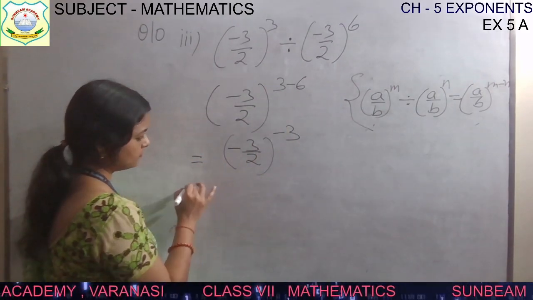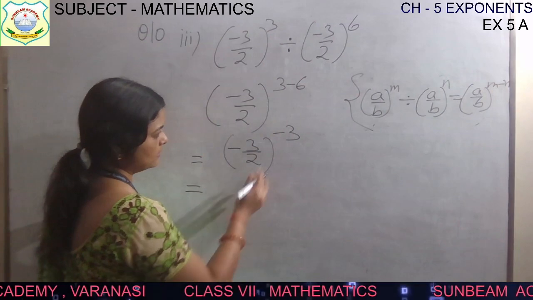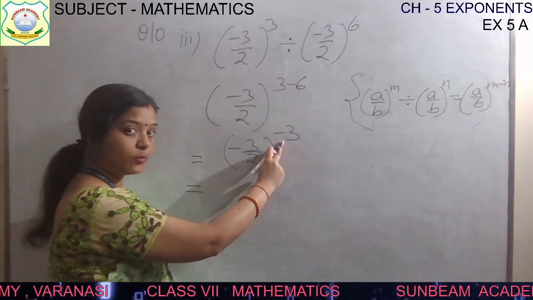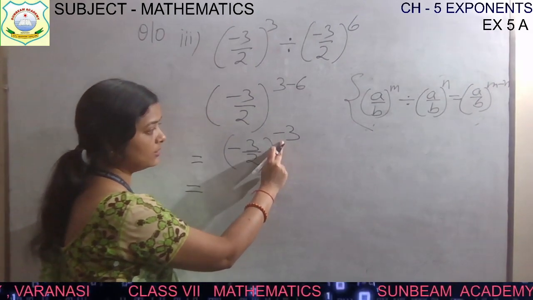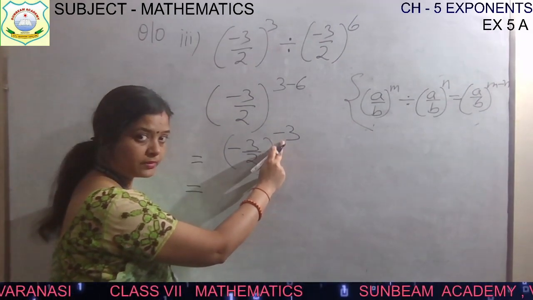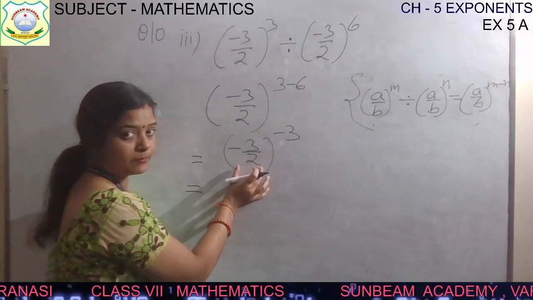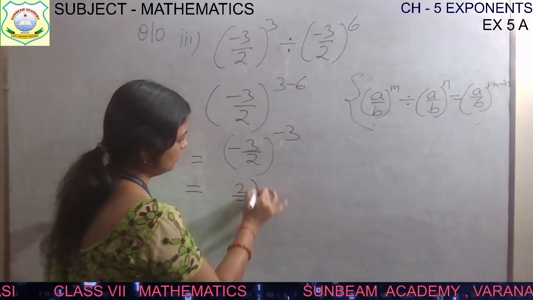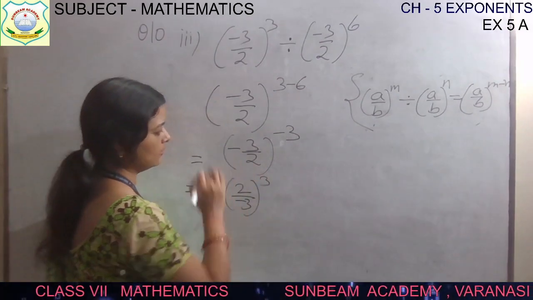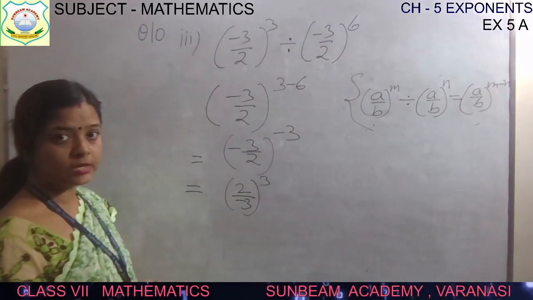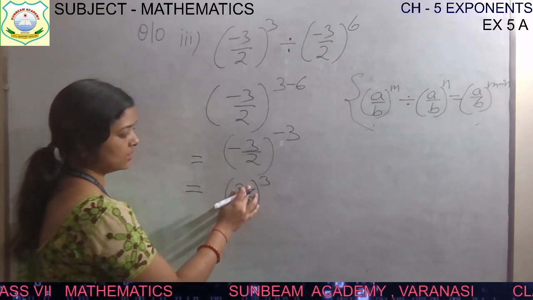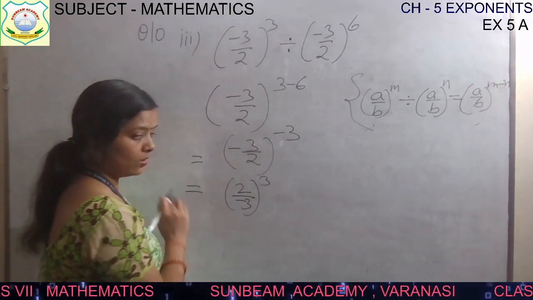So now the next step is, it is in negative, so we will make the exponent positive. So minus 3, how will it become plus 3, children? When you take the reciprocal of this, it will be 2 by minus 3 to the power 3. Now you can see the power is now positive. 3 by 2 is now 2 by 3. The sign will go along with it.